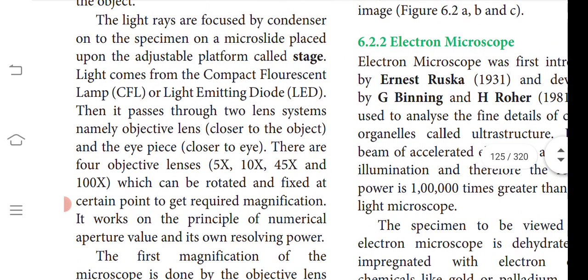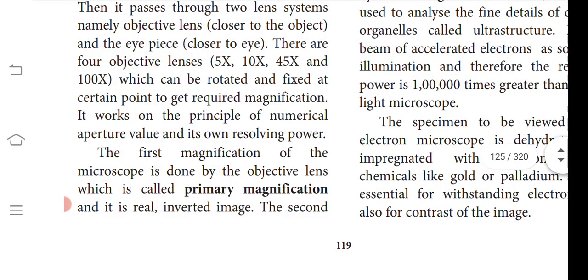The light rays are focused by the condenser on the specimen on the microslide placed upon the adjustable platform, which is called the stage. Light comes from a compact fluorescent lamp, that is CFL, or a light emitting diode, and then passes through two lens systems. There are different magnifications by which the lens can be used, which can be rotated and fixed at a certain point to get the required magnification.